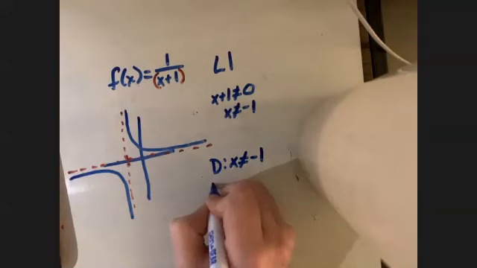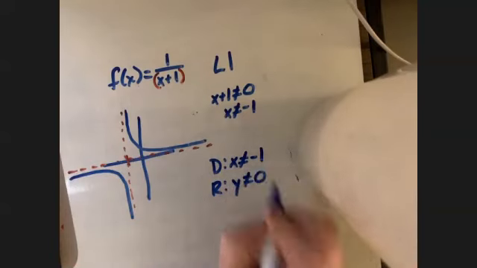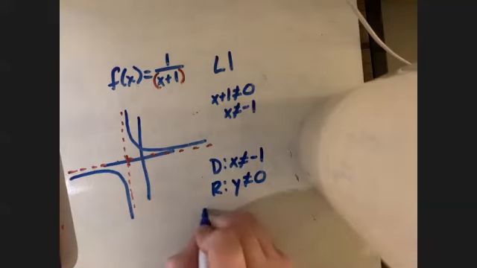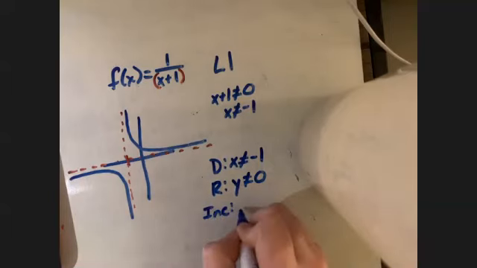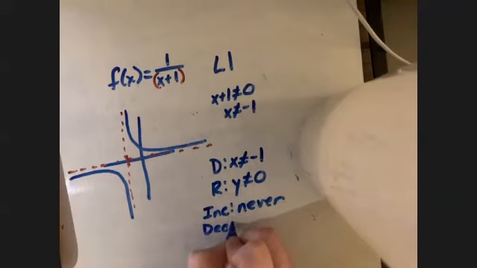Range, okay, is I've got that asymptote sitting on 0. So that means Y cannot be 0. Okay, and again, I'm kind of doing the shorthanded notation here. Increasing, if they ask you about an increasing interval, it's never doing that. If we talk about a decreasing interval, okay, it's the entire time.